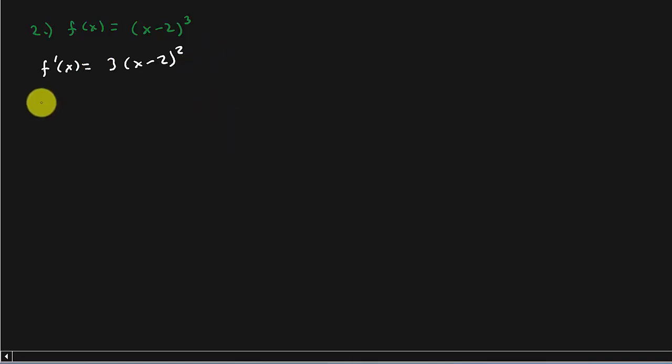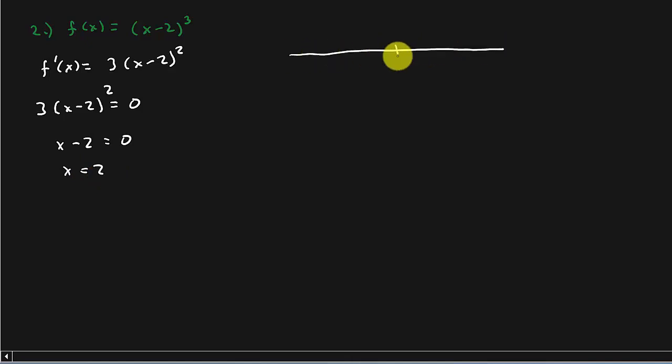Okay, so let's set this equal to 0. 3 times (x minus 2) squared equals 0. Well, this is just 0 when x minus 2 equals 0, so we get x equal 2. And so let's plot that on the number line. So I've got a 2 there. So I'm going to choose x equal 1, x equal 3. So we need to plug each of these in.